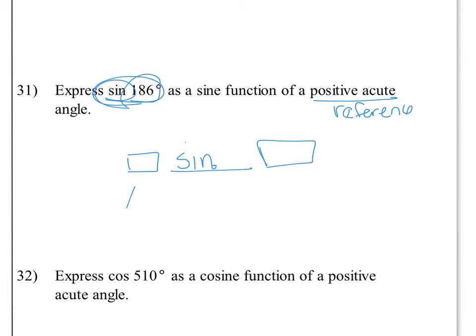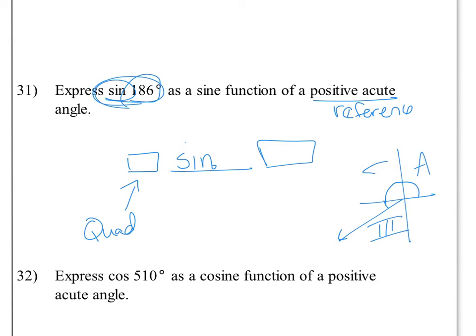Remember the questions you ask yourself. What quadrant am I in? So 186: all the way to there is 180, so 186 would be right here. So I'm in quadrant 3. Sine is positive in quadrants 1 and 2, so in quadrant 3 it's going to be negative. Then we do the reference angle, which is the angle formed by the terminal side and the x-axis. So we just cut out the 180, and I get 6.